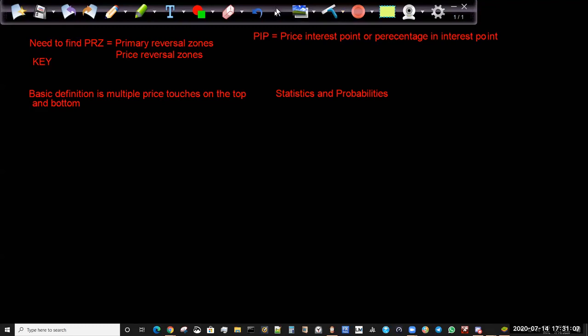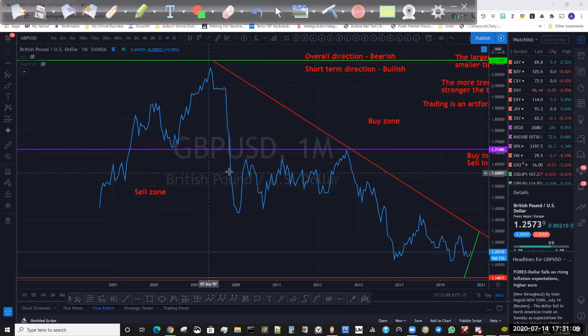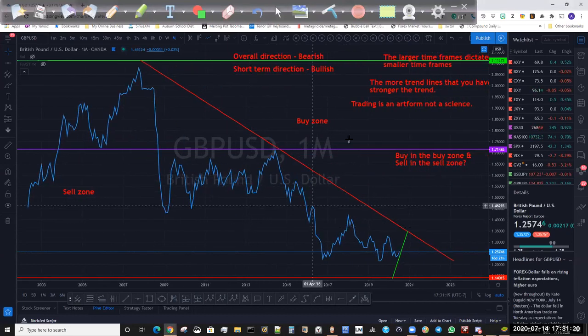Okay, so let's go back. Here we know that anything below this area is our sell zone. Anything above this area is our buy zone. Again, this is the monthly. This is a large area to trade. This is not something that we would get into as a beginner.